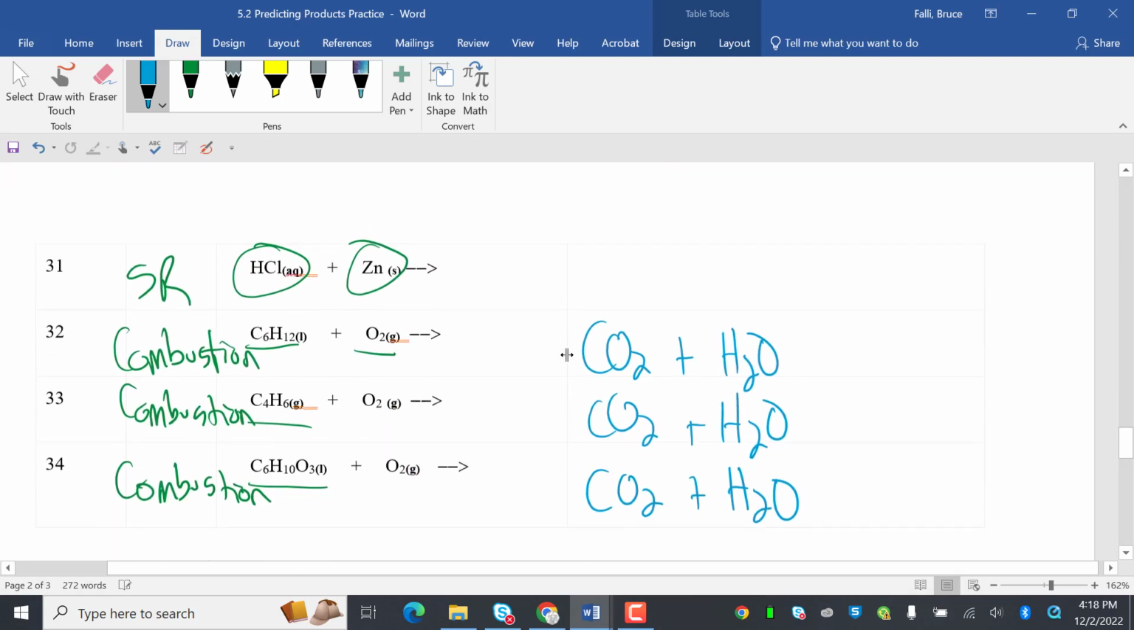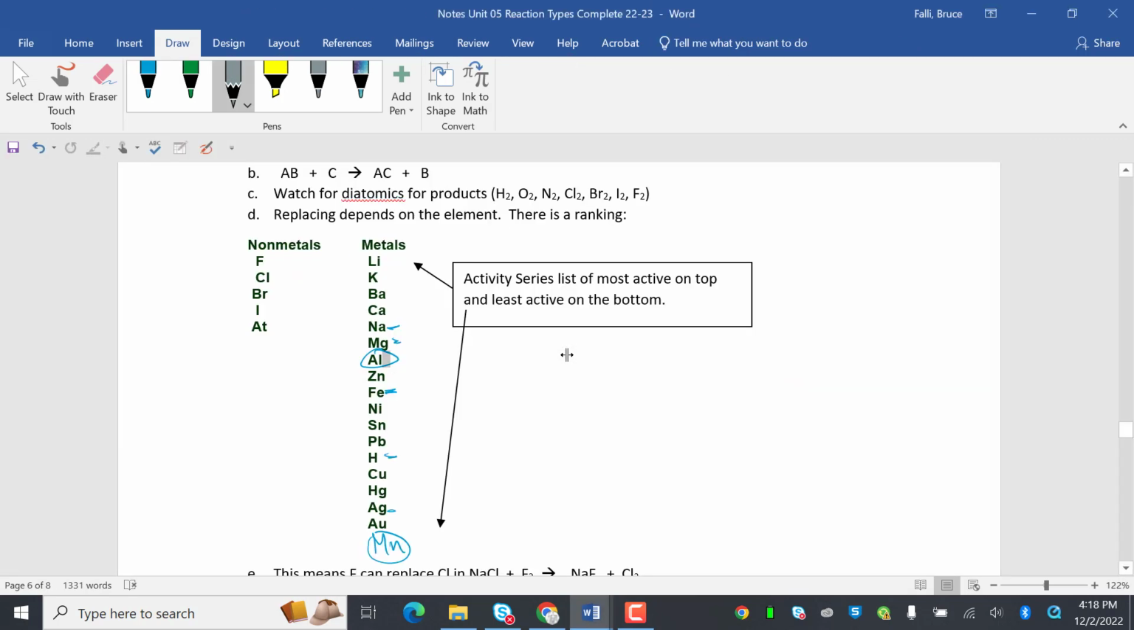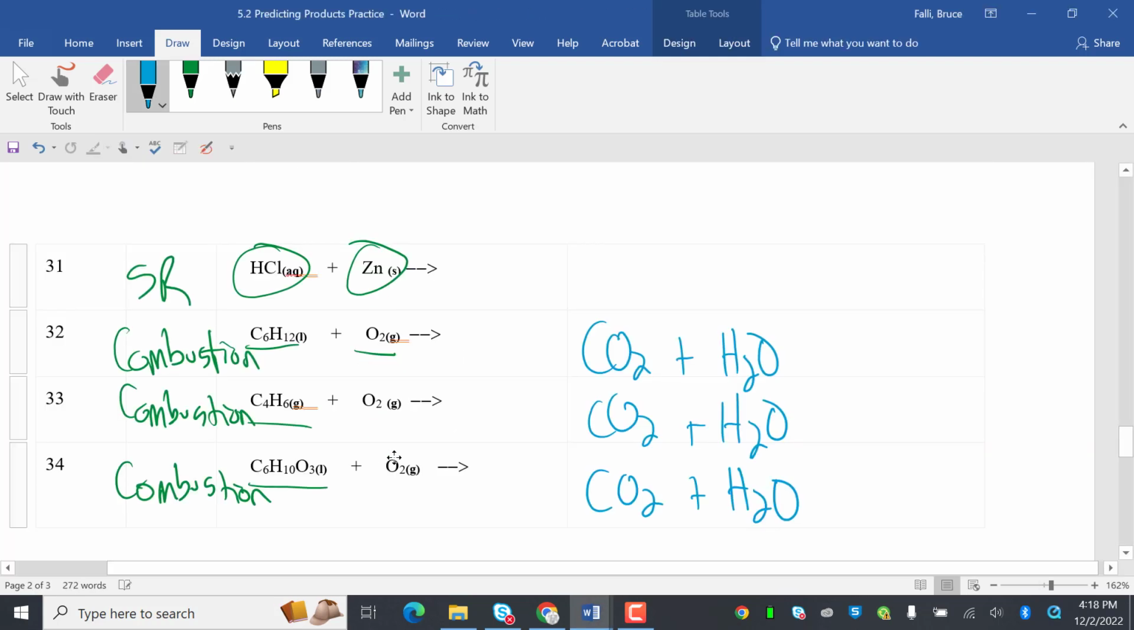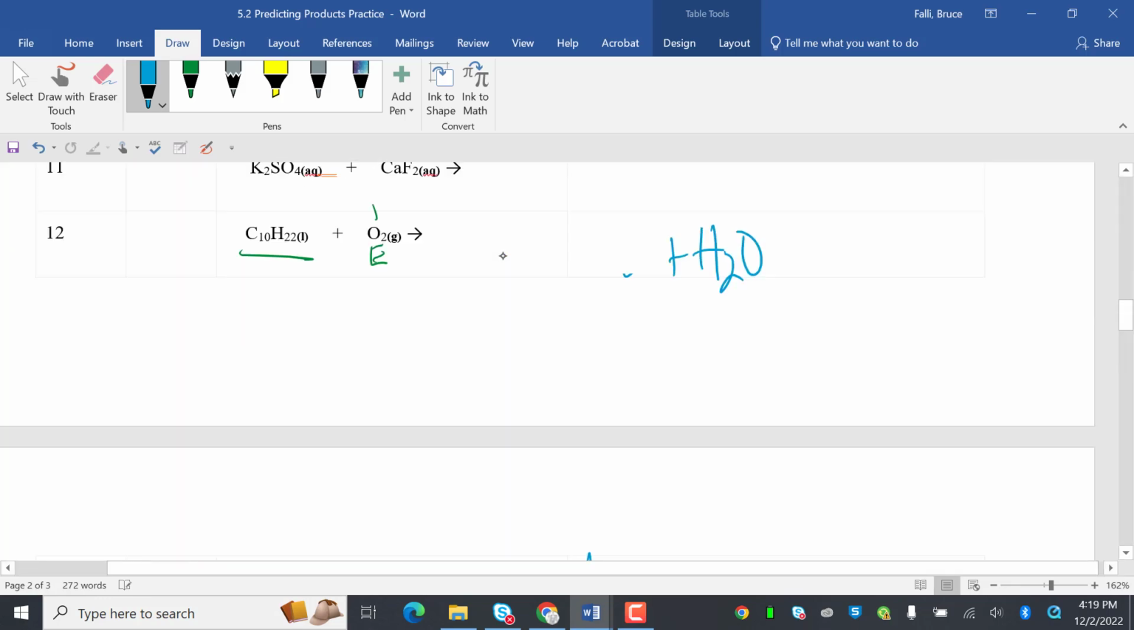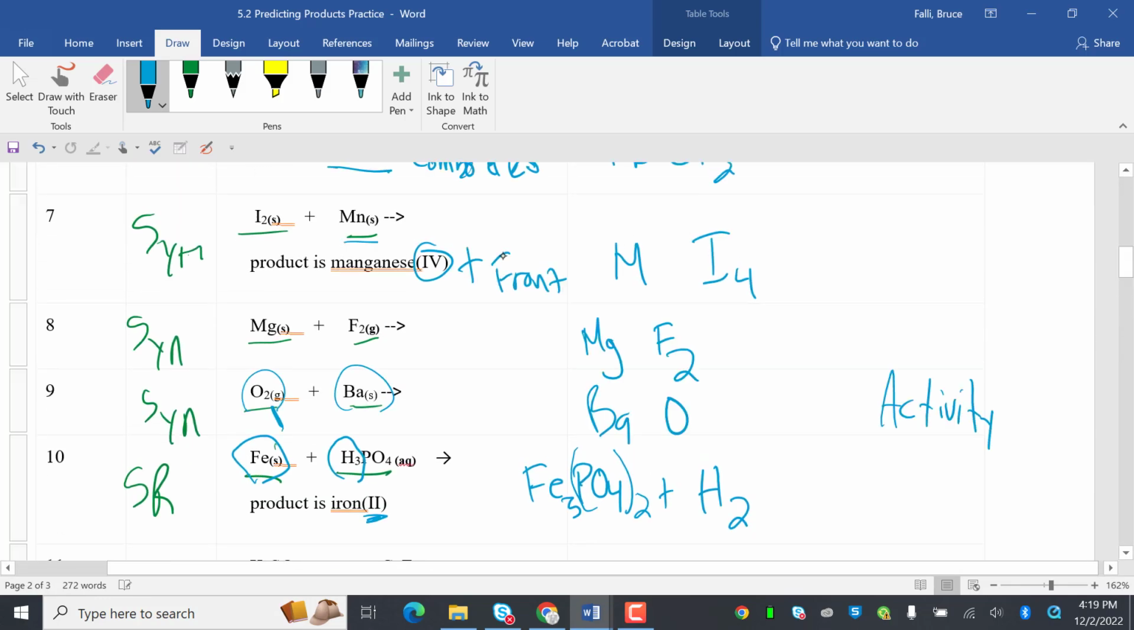Single replacement, HCl and zinc. Is zinc above H? Here's H. Here's zinc. Zinc is above H. So I get ZnCl plus hydrogen, which is diatomic. Zinc is +2, chloride is -1. That turns it into ZnCl2, but I can't erase the positive, and I have to. There we go. Yay, we got another one down. Another one down, and another one down.